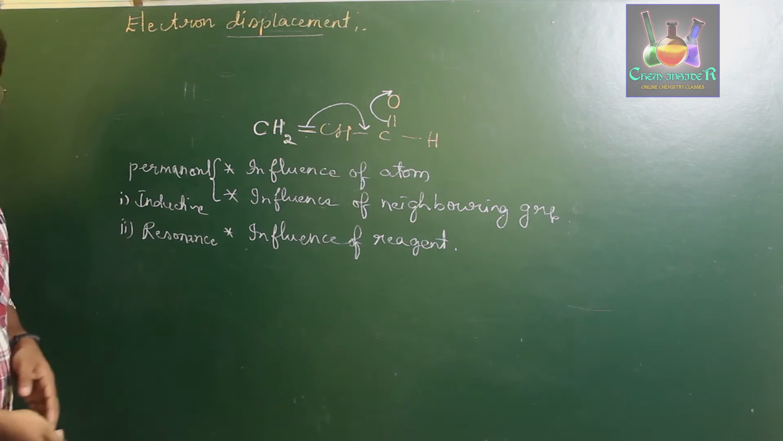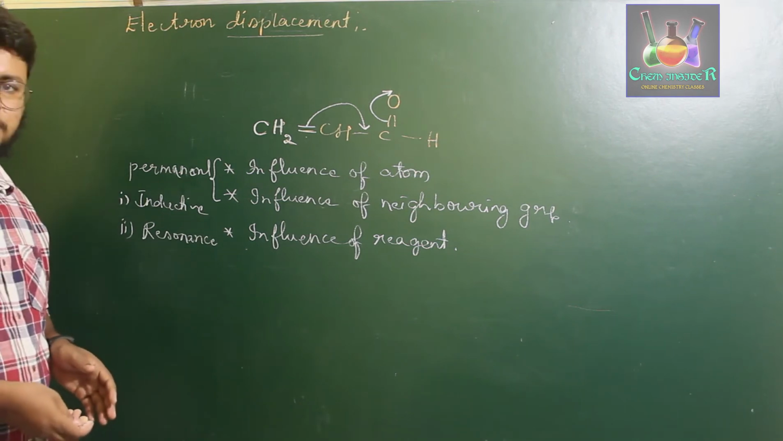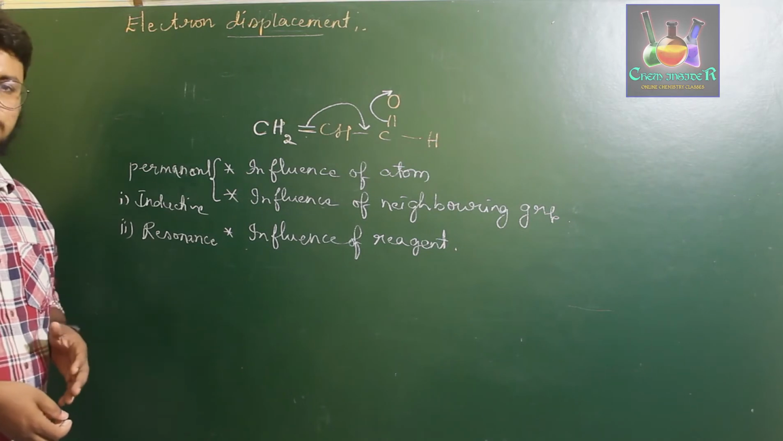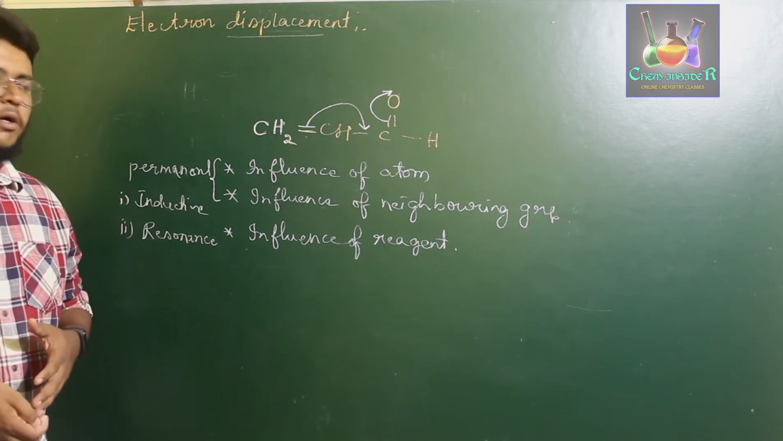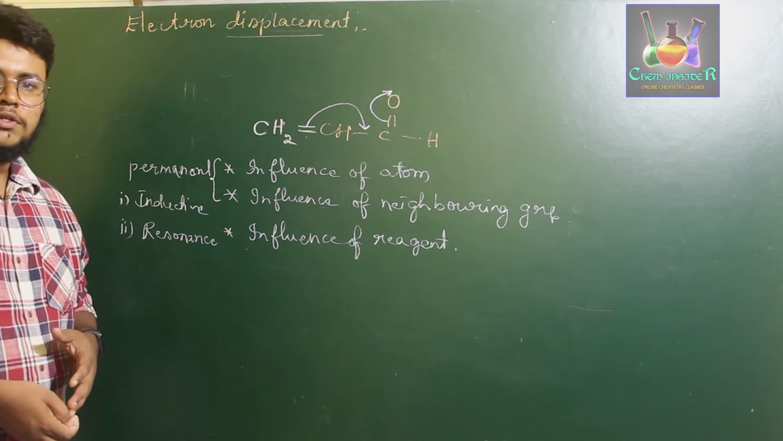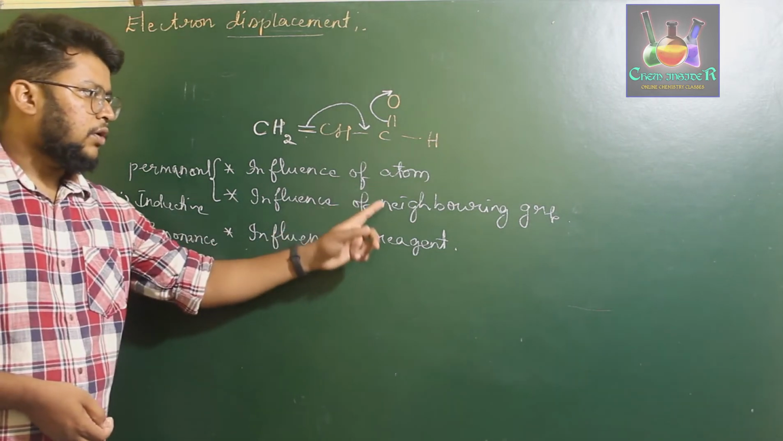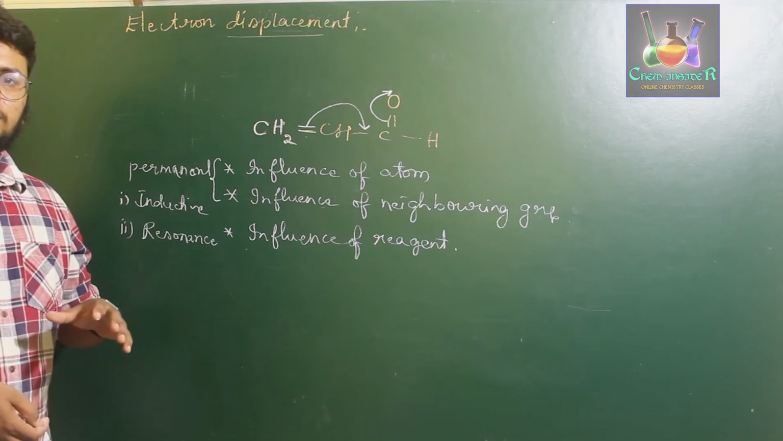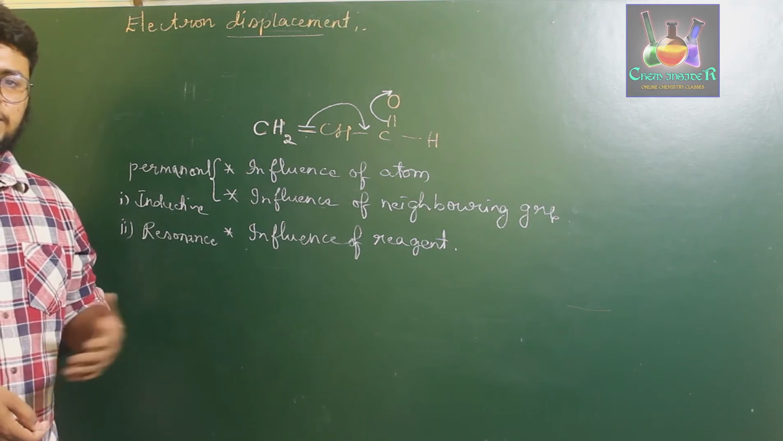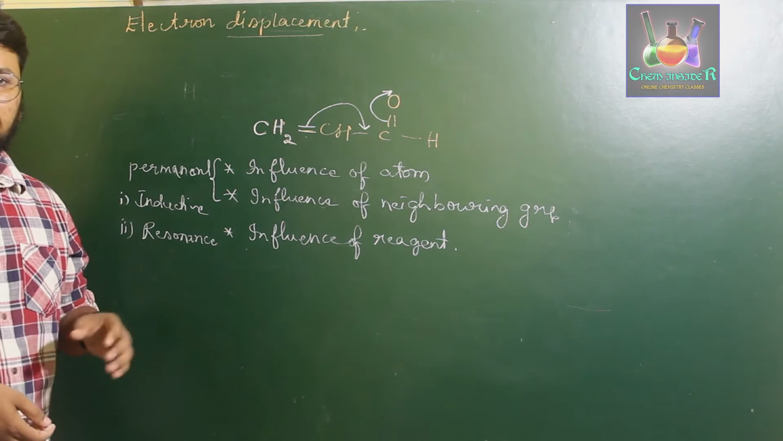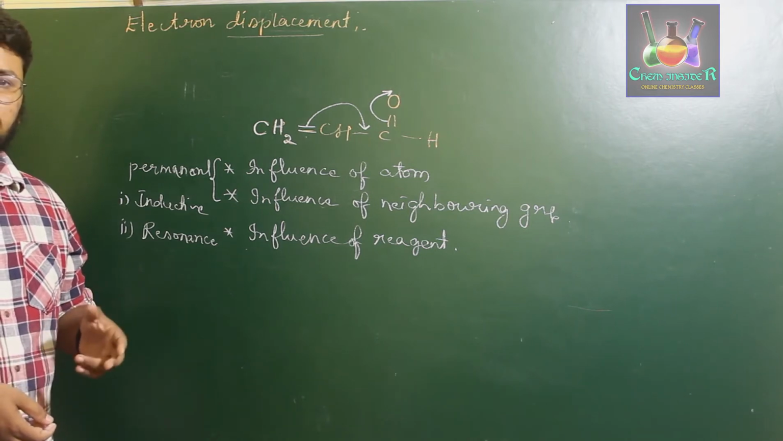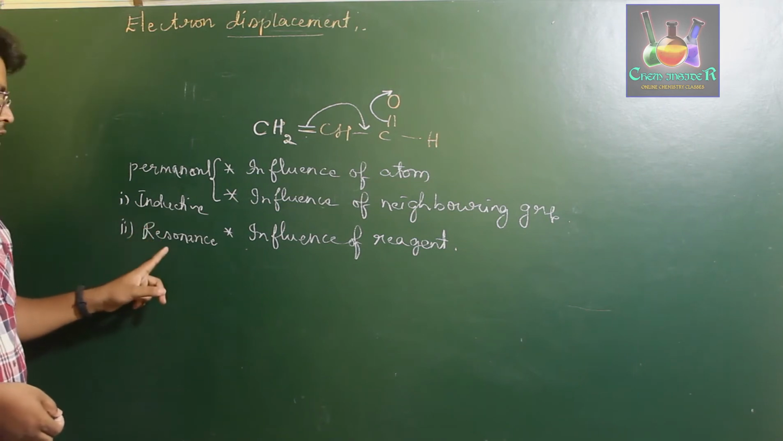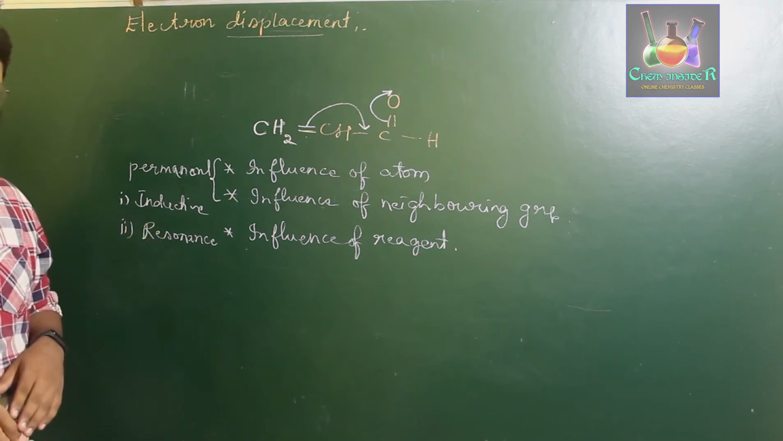If a given species changes its polarity because of the movement of electrons under the influence of an atom or a neighboring group present in the particular species itself, then that displacement or polar change will be permanent. And that permanent change will be of two different types: one is the inductive effect and the other one is the resonance effect.